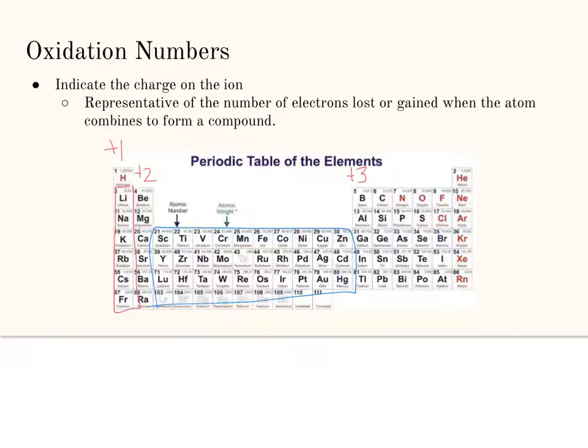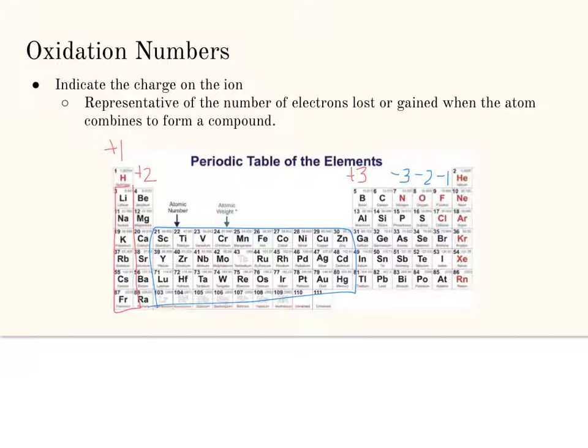But now when we look to our nonmetal side of the periodic table, we're dealing with atoms that want to gain electrons, and so our oxidation numbers are going to shift from being positive to being negative. So on the right-hand side, in group 5, we have oxidation numbers of -3. In group 6, we have an oxidation number of -2. And in group 7, we have an oxidation number of -1.